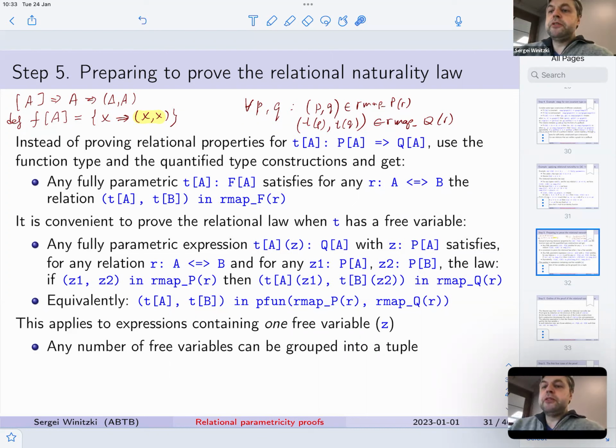So we will then formulate the law like this. If you have any fully parametric expression of this kind, and for any relation R between A and B, and for any two values, Z1 and Z2, of types P of A and P of B, if these two values are in the lifted relation to P, then the T is in the lifted relation to Q.